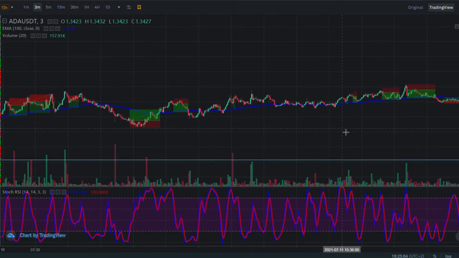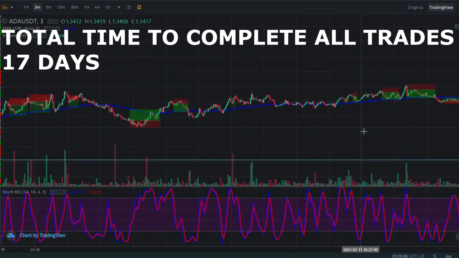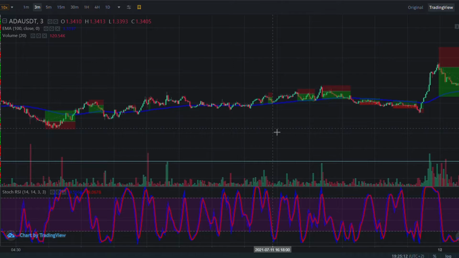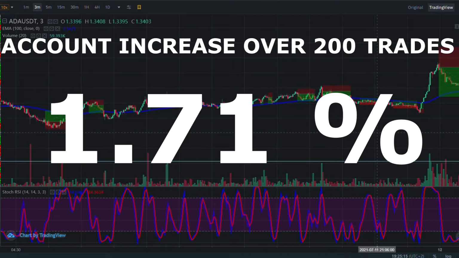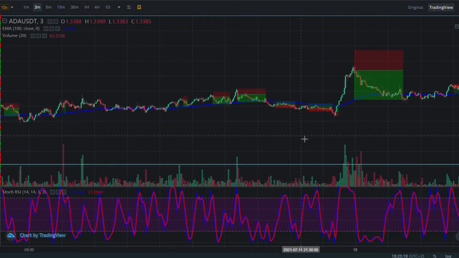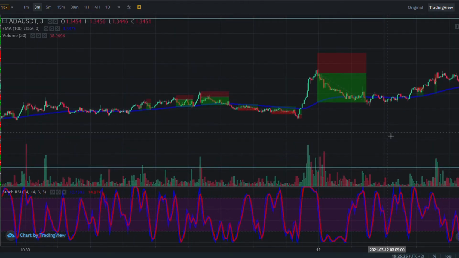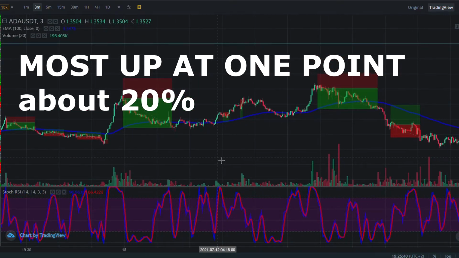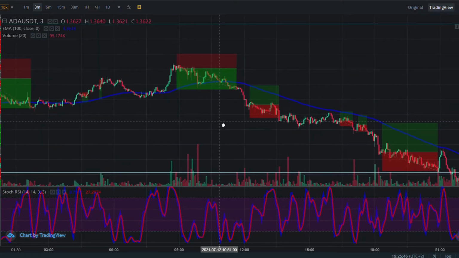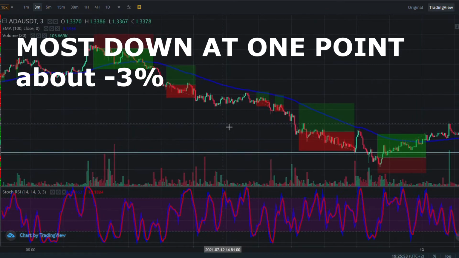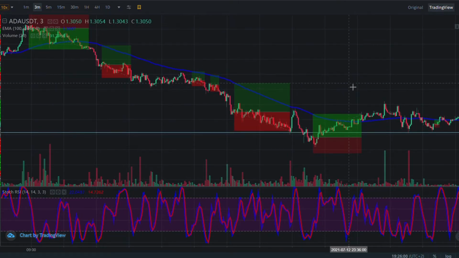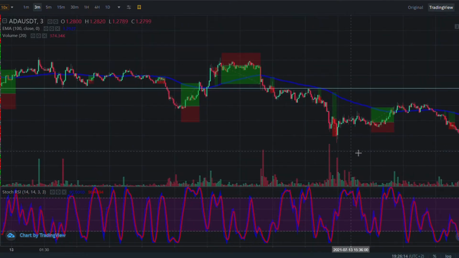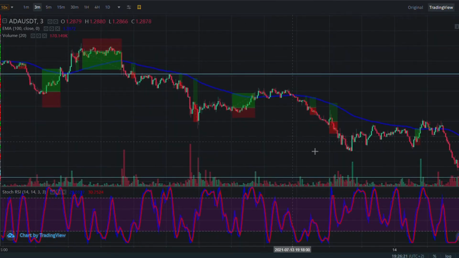Over that time of trading, which was 17 days, if you were awake 24/7 and took all those trades, you would end up with an account increase of 1.71%. Or I could say break even. The most up that you would be at one point would be 20%, and that was about 60 trades in, and the most you would be down is about -3%. So yeah, pretty shitty strategy. I would rate it 2 out of 5, not 1 because we didn't lose money, we just wasted time, but definitely because of the win rate.